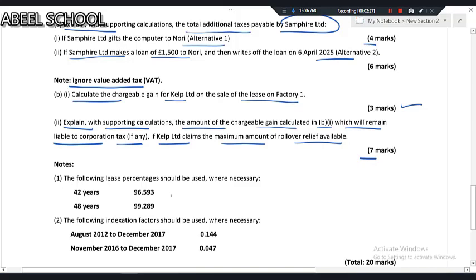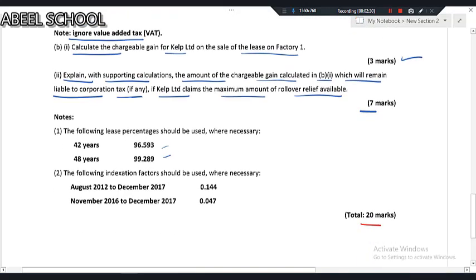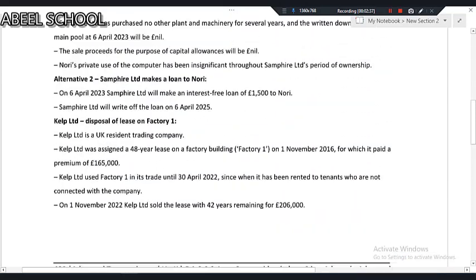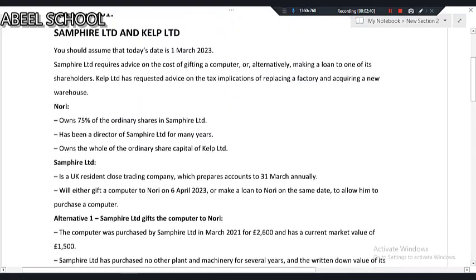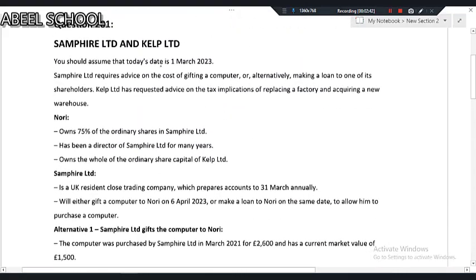The following lease percentages are given. We have also been given indexation factors. Okay, let's read the question now. You should assume that today's date is 1st March 2023. Samphire Limited requires advice on the cost of gifting a computer or alternatively making a loan to one of its shareholders.